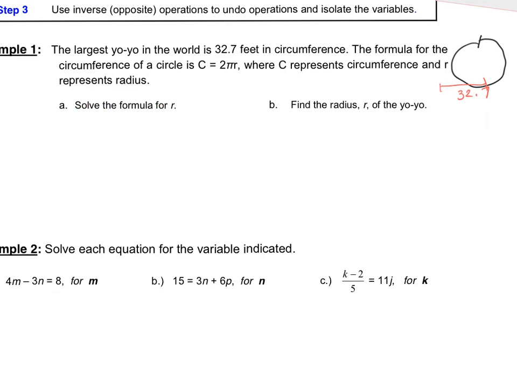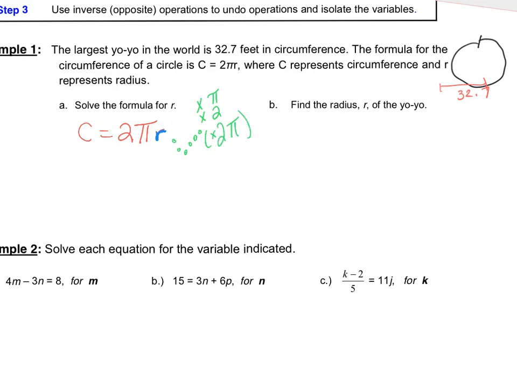Okay, so if we have the formula C equals 2 pi r, and we're trying to solve for r, step 1 is to identify the variable you're solving for. So let's make it a different color. You're trying to get r by itself. And so the first thing you have to do is undo what's being done. So you may ask yourself, what's being done to r? Well, the first thing is that it's being multiplied by pi, and it's being multiplied by 2. You can also say it's being multiplied by 2 pi. It means the same thing.